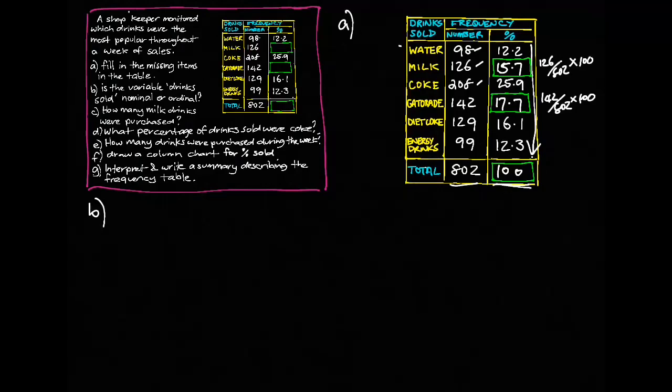Part B, is the variable drink sold nominal or ordinal? So these are your items in the variable: water, milk, Coke, Gatorade, Diet Coke, energy drinks. So these items can be categorized because water is not the same thing as milk, but they can't really be put in any numerical order, one being better than the other. It's a nominal variable.